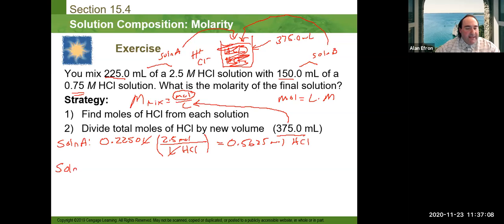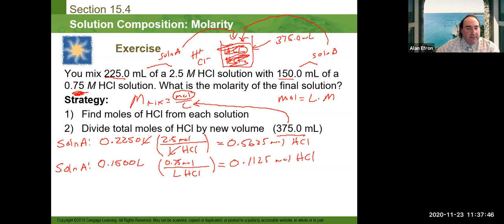Our second solution, again, is also going to provide us some moles. So our second solution was 150 milliliters. Again, we want to make sure we get that into liters by dividing by 1,000 or just moving our decimal point. We're going to multiply by the second concentration, which is 0.75. And from our second solution, we're basically supplying to the overall solution something like 0.1125 moles of HCl. Any questions up to that point?